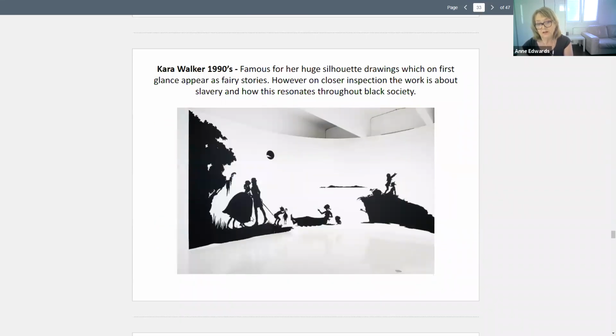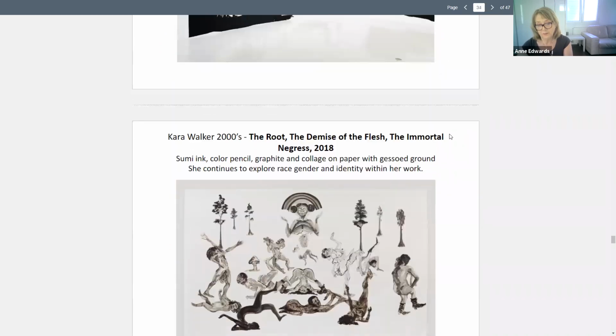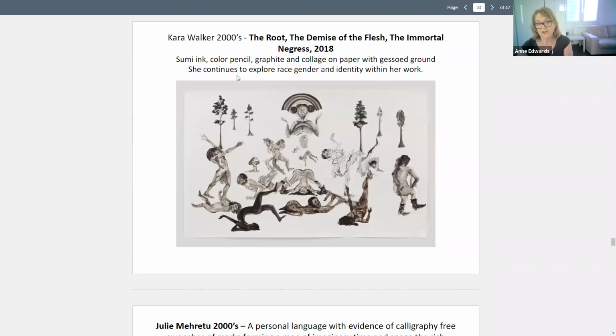At first glance, Kara Walker's work looks like fairy story illustrations. However, as the public are drawn into the images, they discover that it's actually about slavery and how this has resonated through Black society. She continues to explore race, gender, and identity within her work.